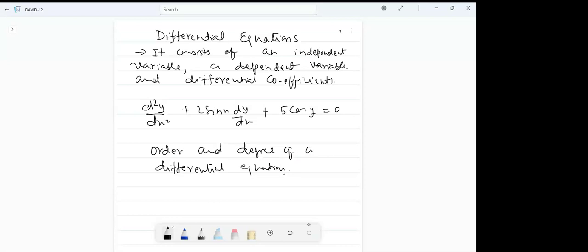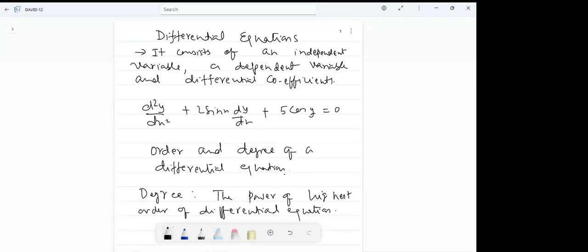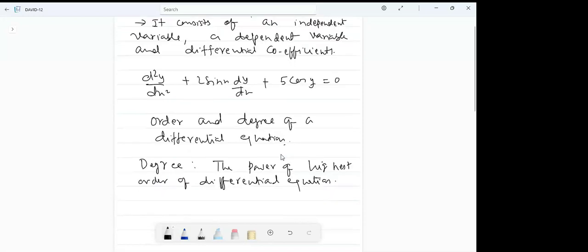And what about degree? Degree is the power of the highest order derivative, the power of the order of the differential equation.